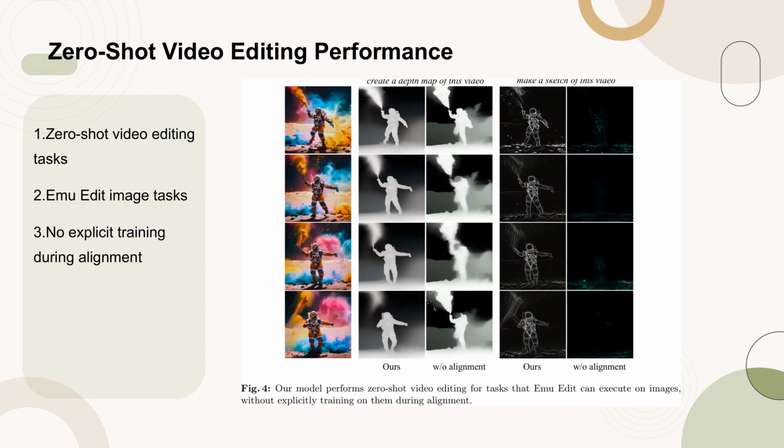Figure 4 demonstrates our model's capability to perform zero-shot video editing tasks that EMU Edit can execute on images, without requiring explicit training on these tasks during the alignment phase. This showcases the model's ability to generalize and apply learned knowledge to new, unseen tasks, highlighting the effectiveness of the alignment process in transferring skills from the teacher model to the student model.